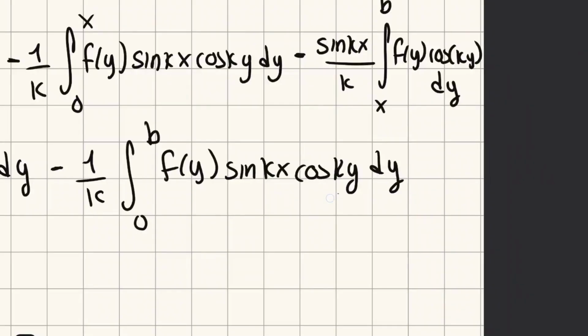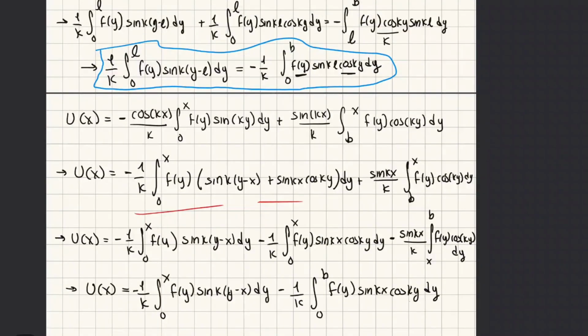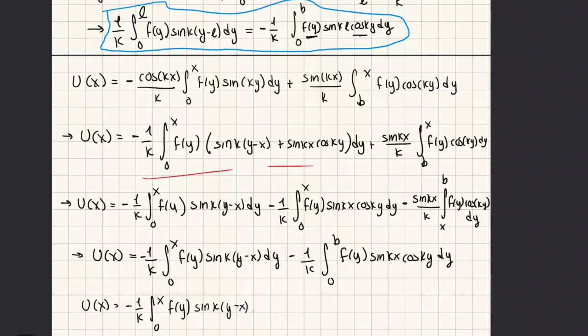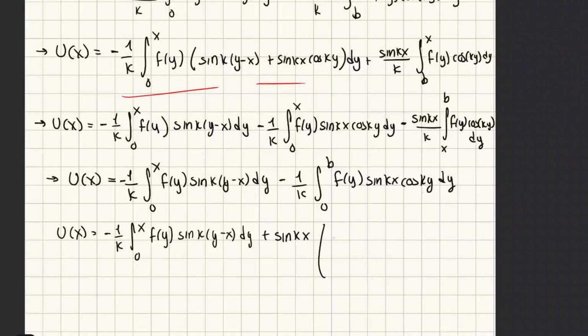But in terms of the integral, it's just a constant. So we are going to make use of this result here. So first, let me rewrite this. We will have u of x is equal to minus 1 divided by k, the integral from 0 to x, f of y sine of k times y minus x dy. And then we will have here minus, or actually plus, sine kx that will multiply minus 1 divided by k, the integral from 0 to b of f of y cosine of ky dy.